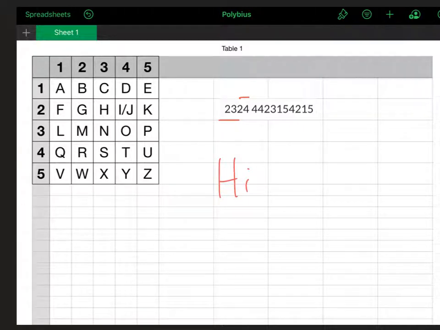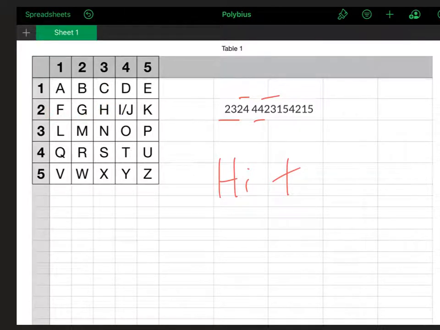We've got a space in there, so we'll leave a space. And the next pair of numbers is 4 and 4. So I'd go 4 across, 4 down, and that gives me a T. So I'm going to put a T in there. And then the next pair, 23, so 2 and 3. That gives me an H again.